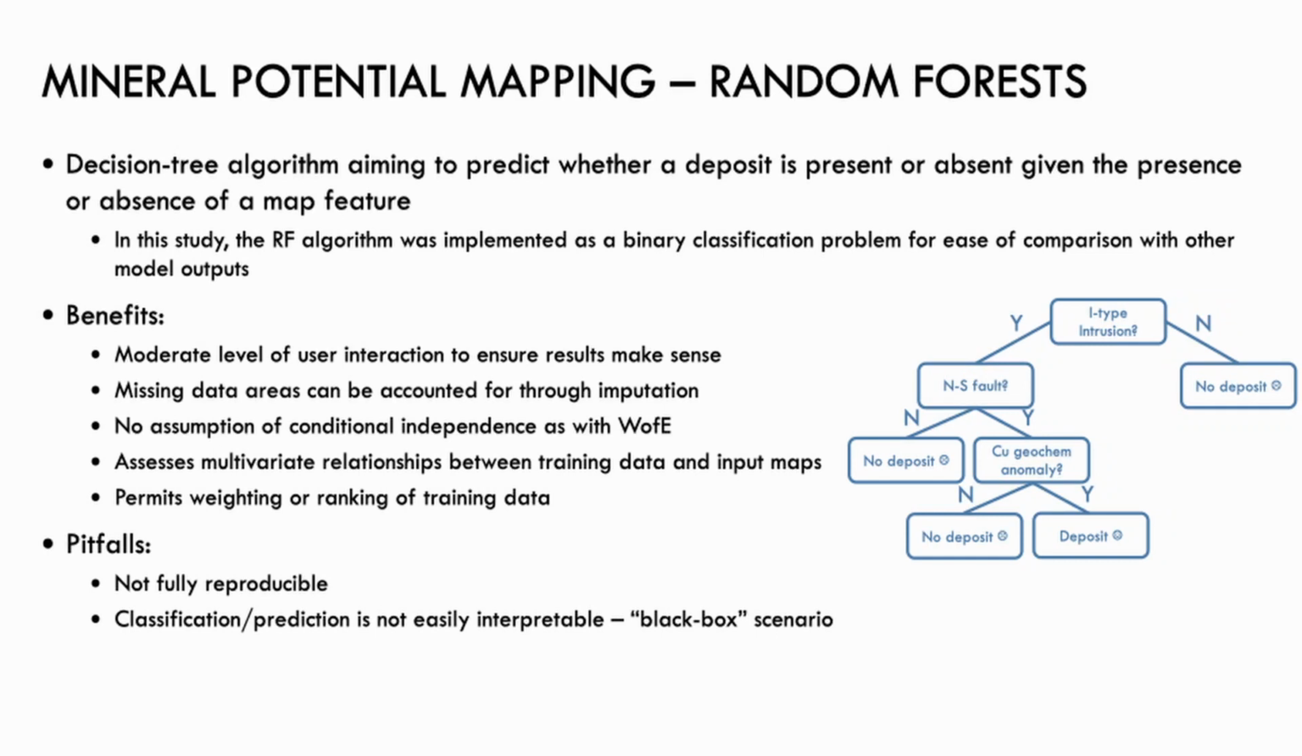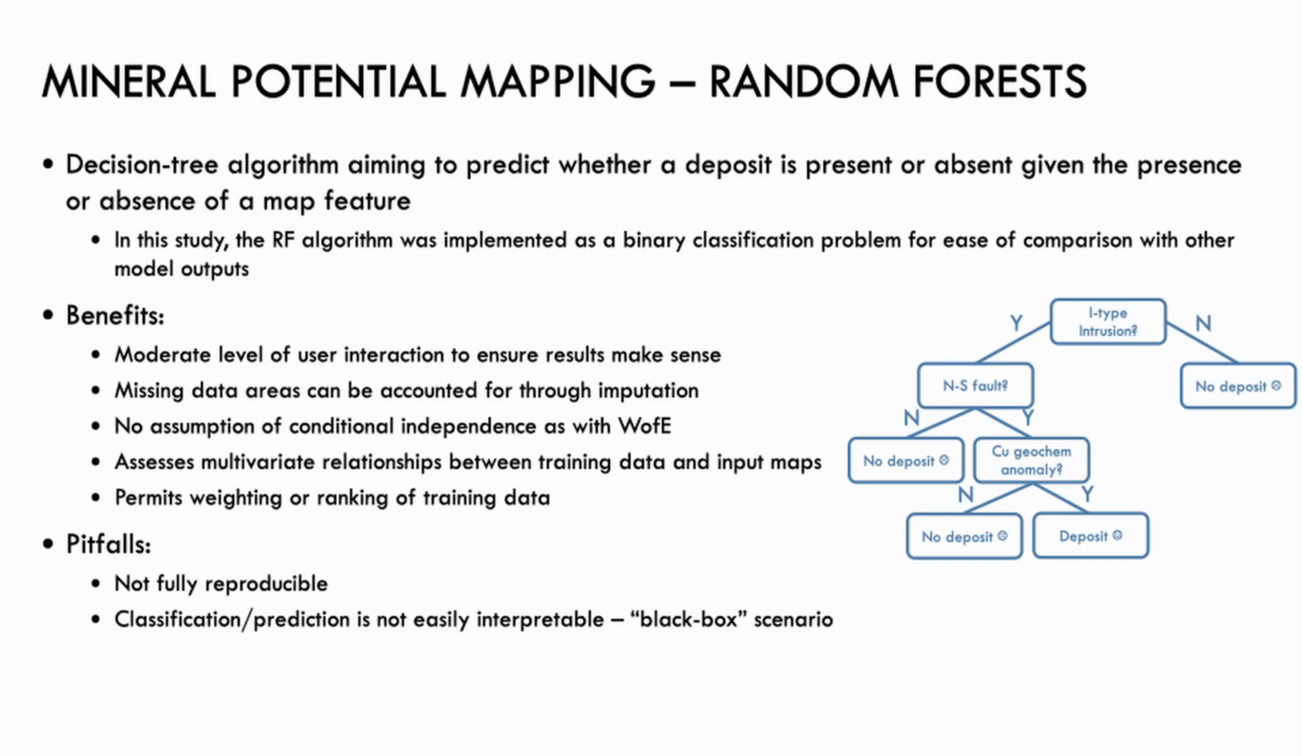The random forest approach is basically a decision tree algorithm which tries to predict whether a deposit is present or absent, given the presence or absence of a map feature. There's a moderate level of user interaction for the user to make sure that the results make sense, particularly after training the model using the training data. For this particular case study, we looked at using both porphyry copper gold occurrences and barren drill holes that had not intersected mineralisation to use as negative training points.